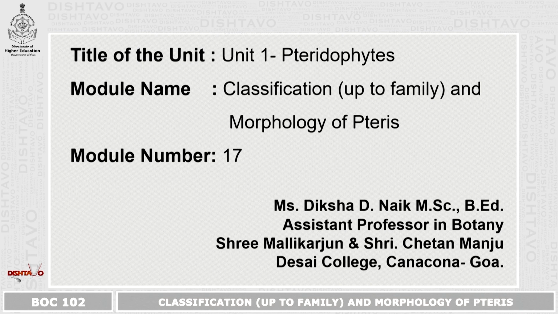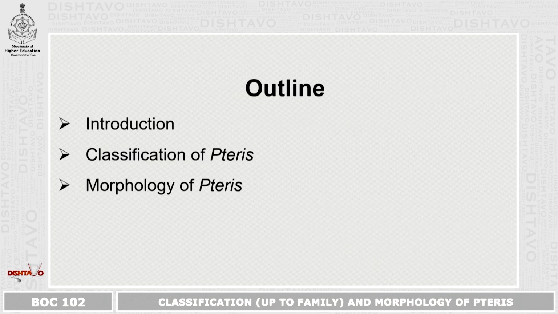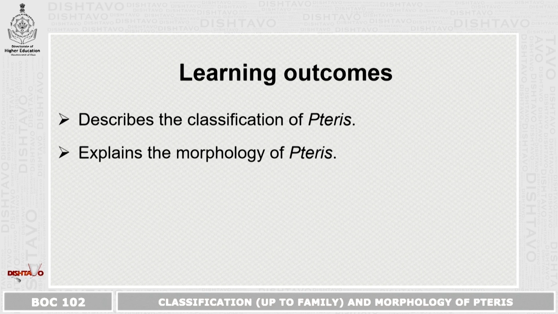In this module, I will be discussing the classification and morphology of Pteris. That is module number 17 from Unit 1 Pteridophytes. This is the outline of my topic: Introduction, Classification of Pteris and Morphology of Pteris. Learning outcomes. After completion of this module, students will be able to describe the classification of Pteris. They will also explain the morphology of Pteris.